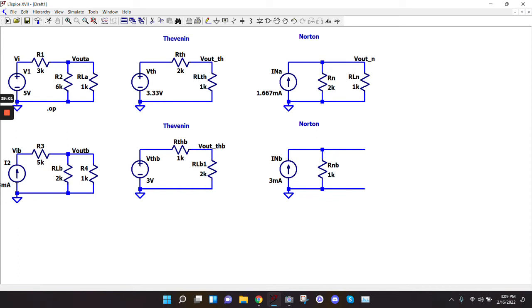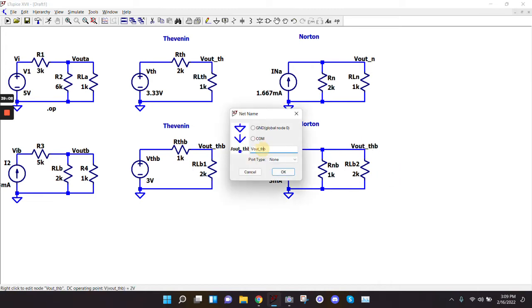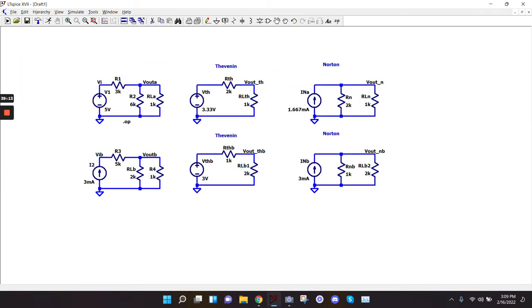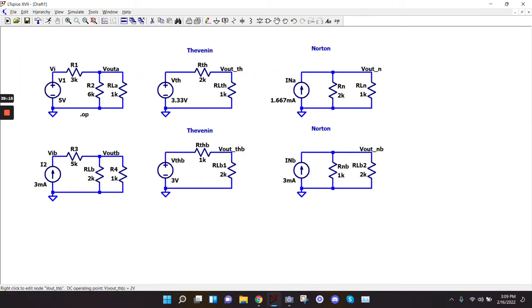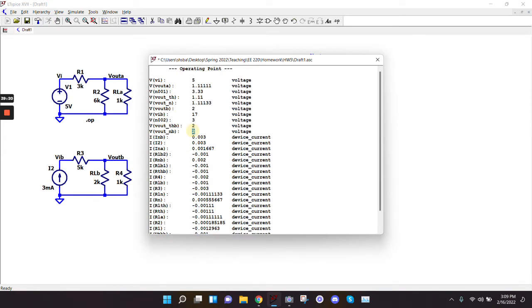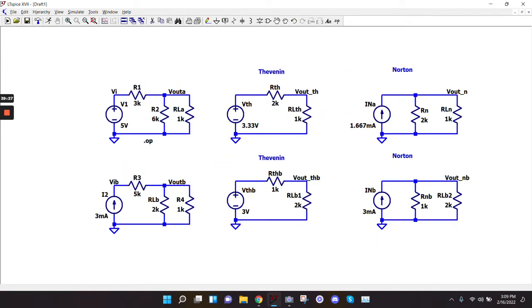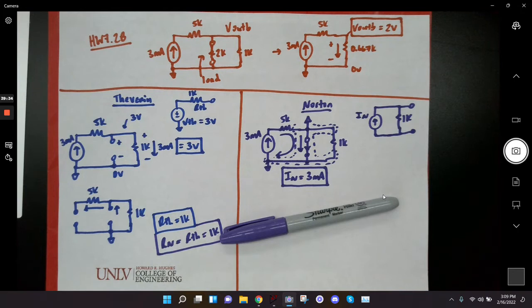And now I'm going to connect my load, same load as the Thevenin, and I'm going to measure to see if that's the same output. And if it is, then I did this right. So let's run it. So V out Norton B should be equal to V out Thevenin B should be equal to V out B. 2 volts, 2 volts, 2 volts, right? So that right there is exactly what I would want to see on this homework. This is the 3 for part A, this is the 3 for part B. These are the hand calculations that you should have.